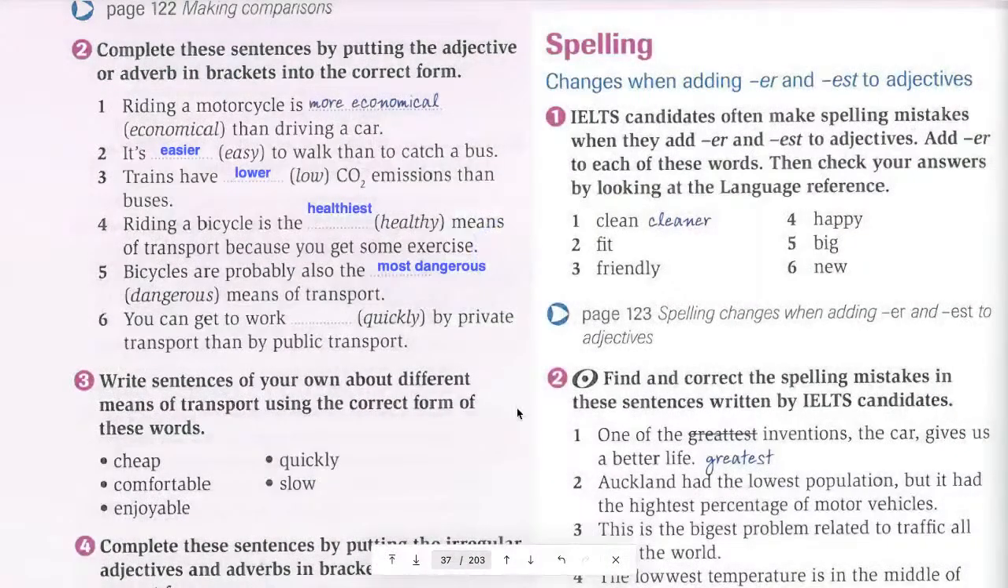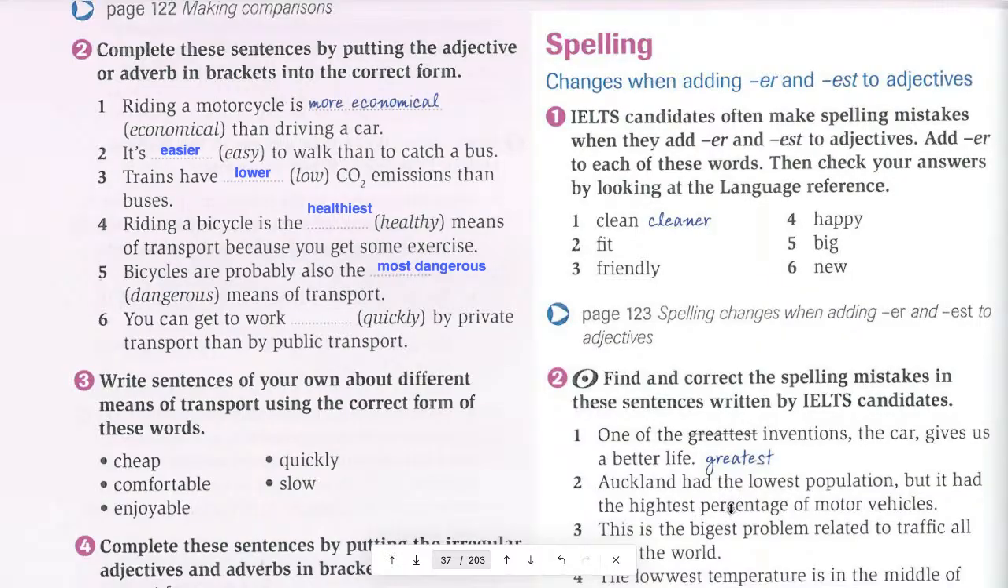Alright, stop. Number 6. You can get to work very quickly by private transport than by public transport. You can get to work what? Very quickly. No, we need to use the superlative form or comparative form. Which one? No, not superlative. Look at the word. Then, so you should use what? Tell me, comparative or superlative? Yeah, comparative form, right? Comparative form of quickly.